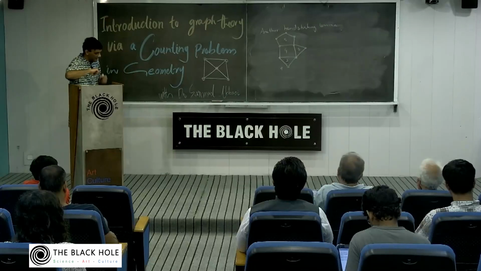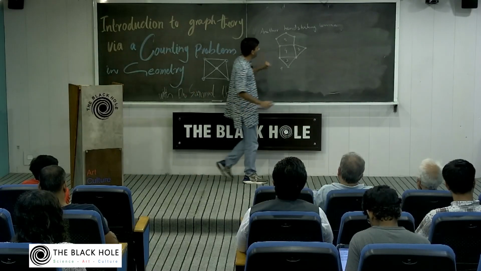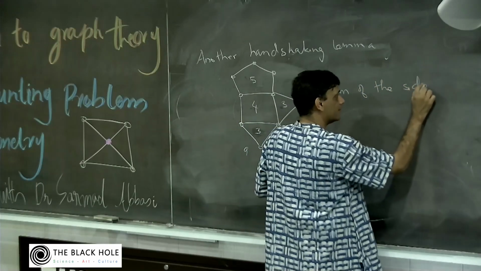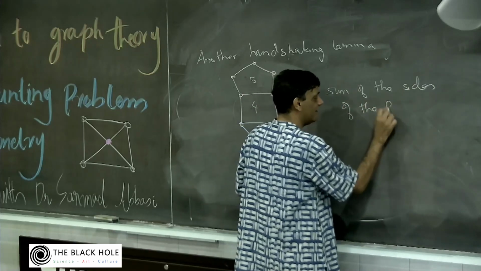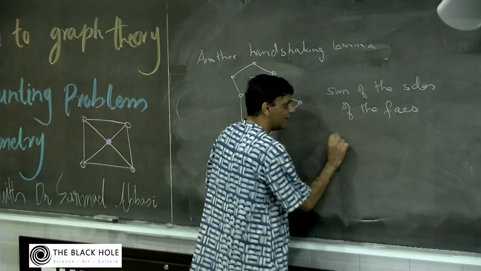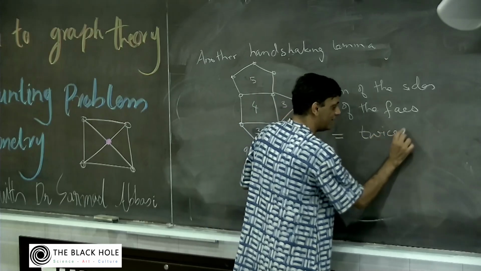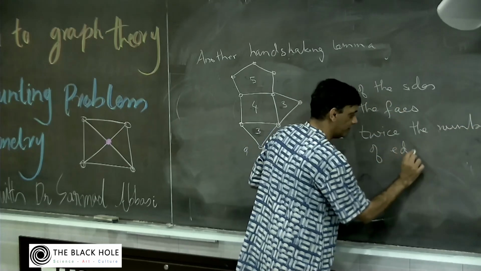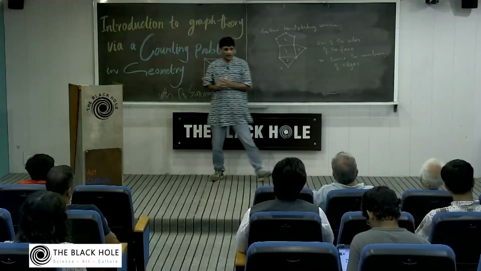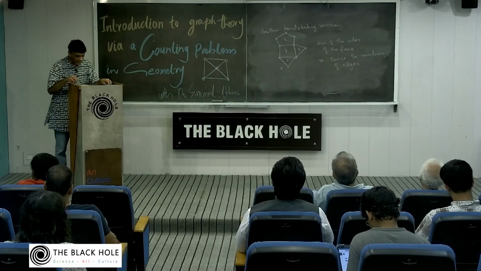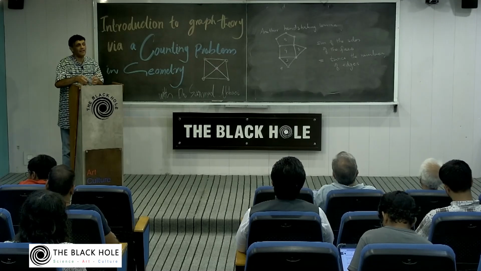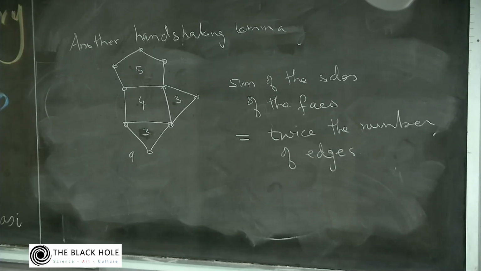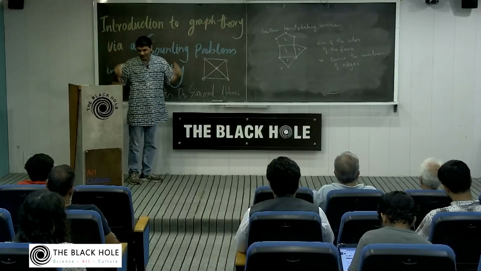Now the second handshaking lemma says that the sum of the sides of the faces is equal to twice the number of edges. If I were teaching this as a class, I'd probably ask students to do this themselves because the proof is very similar. But since there's not a class, I'll do it for you.